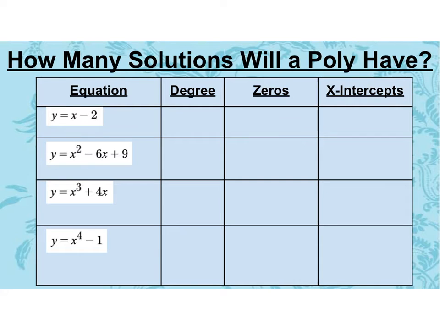In my first example, this is a straight line. So if I set that equal to 0 and solve it, I'm going to get 2. This would be a first degree. There's 1 zero. My x-intercept is (2, 0).